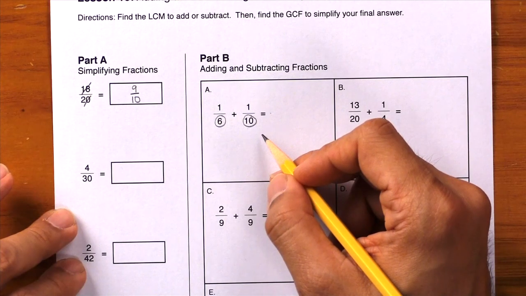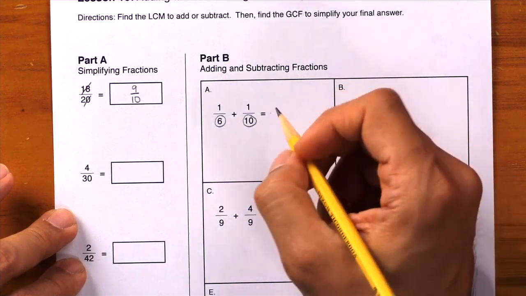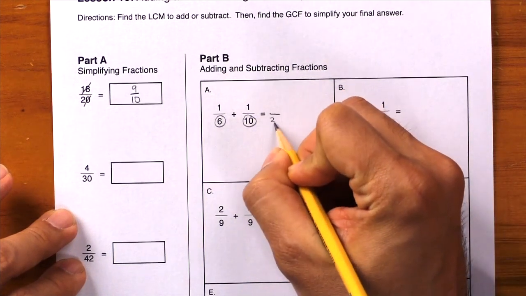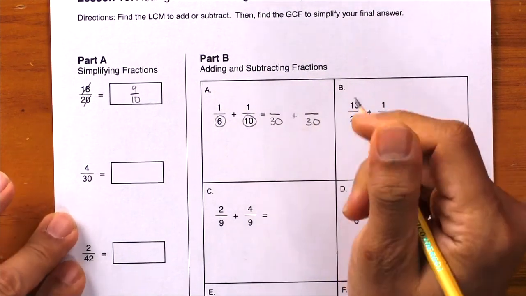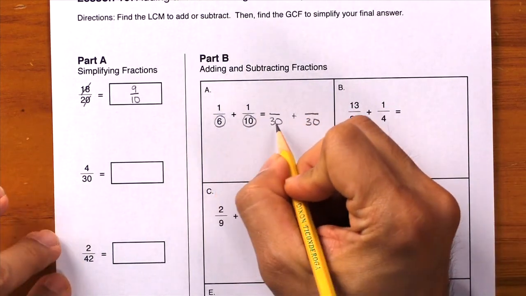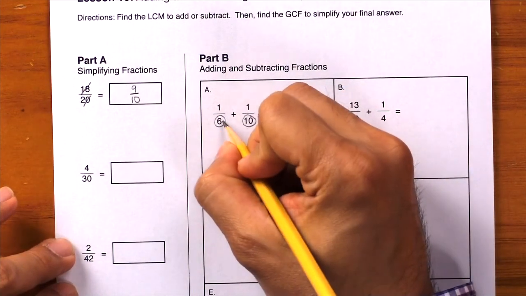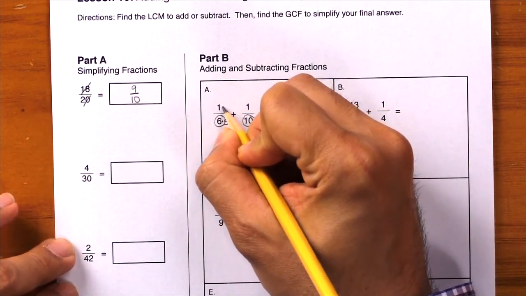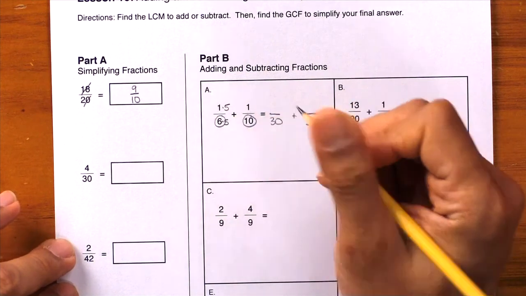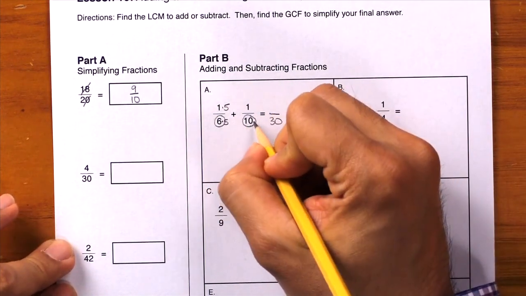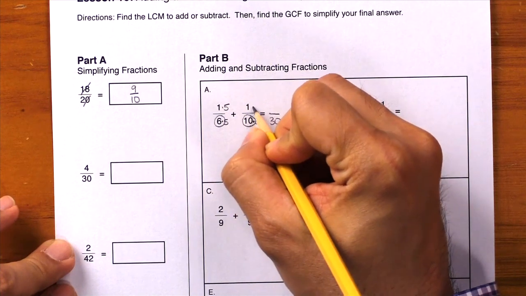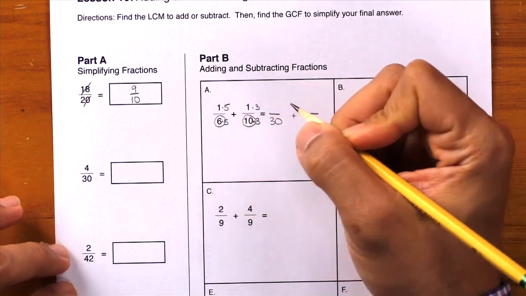The LCM of 6 and 10 is 30. So let's write blank over 30 plus blank over 30. How did we get from 6 to 30? We multiplied by 5. So do the same thing in the numerator as well. How did we get from 10 to 30? We multiplied by 3. So do the same thing in the numerator as well.